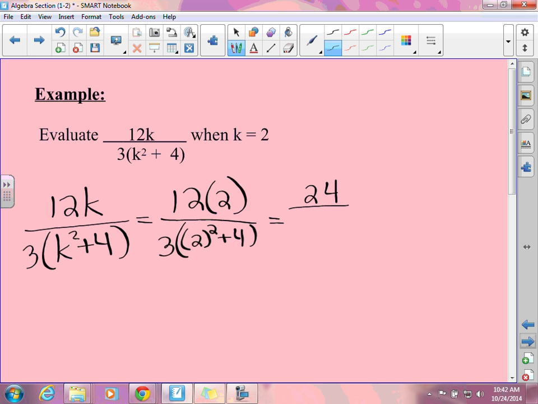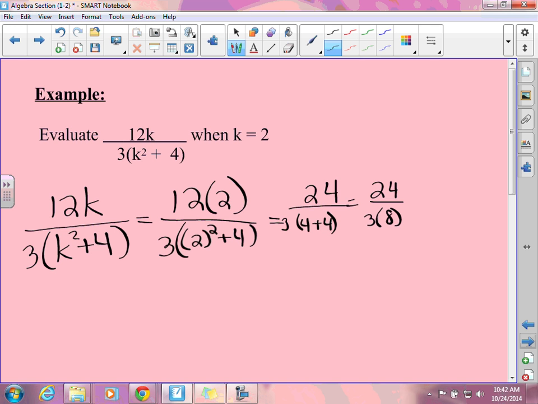All right, my numerator is done. What am I going to do next to my denominator? 4 plus 4, that's correct. In the parentheses, right? 24 over 24, and then I'm going to reduce it and make it 1. Questions? Something you don't understand?